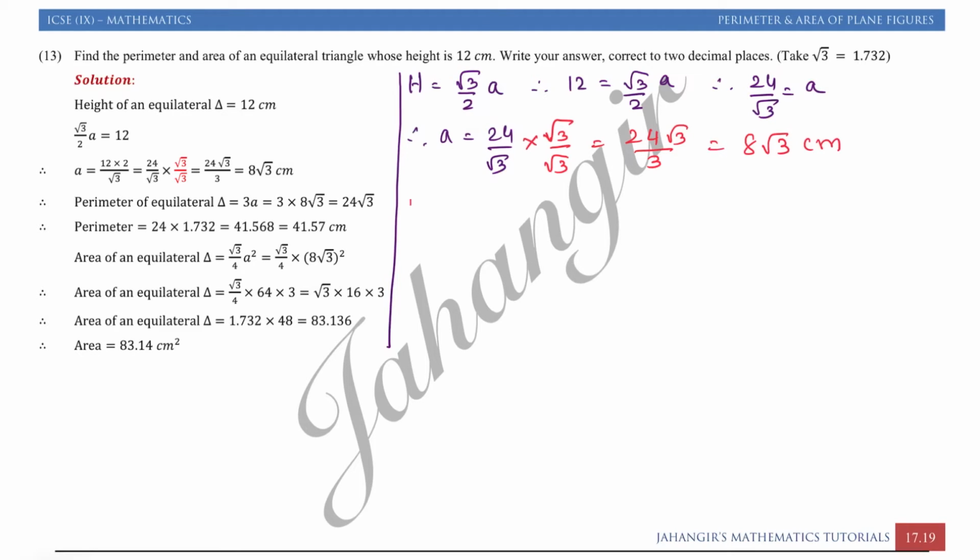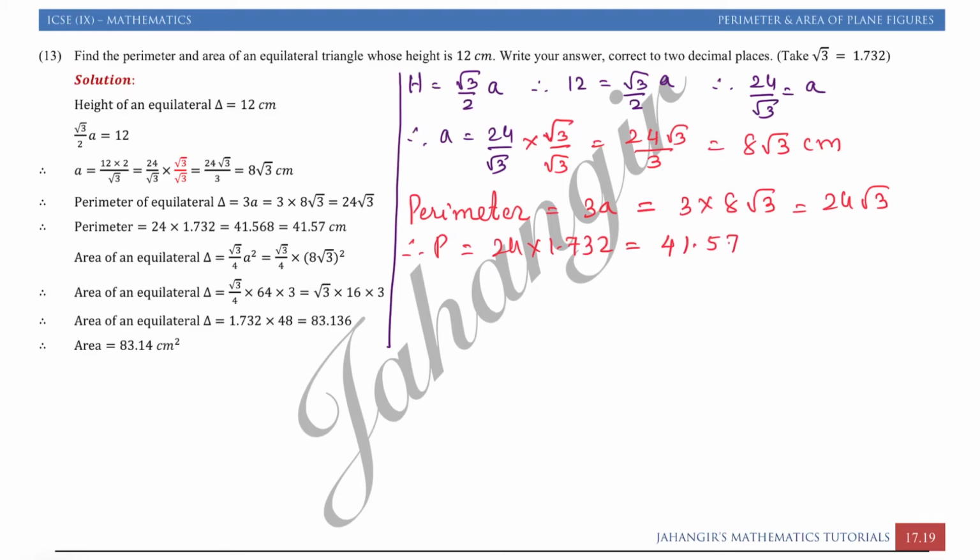We got side, we have to find perimeter, which is equal to 3a, because an equilateral triangle has all sides equal, so a plus a plus a will give you 3a. 3 into 8 root 3, that is 24 root 3. So therefore perimeter is equal to 24 into 1.732, which, after calculating, you will get 41.57 centimeter. Now next part is area.